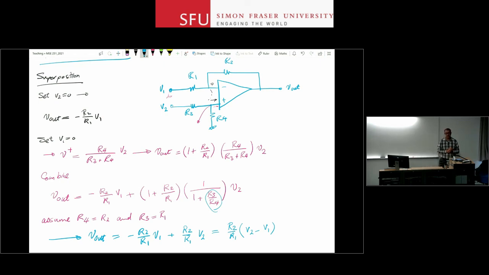So that's great. I introduced a circuit to you a few minutes ago that can add analog signals to each other.